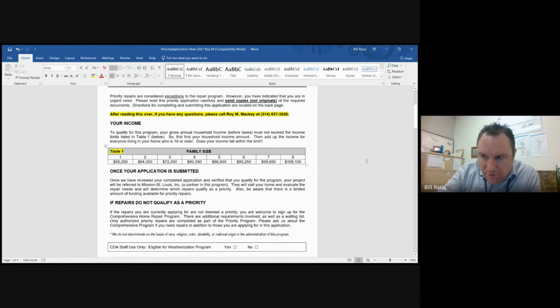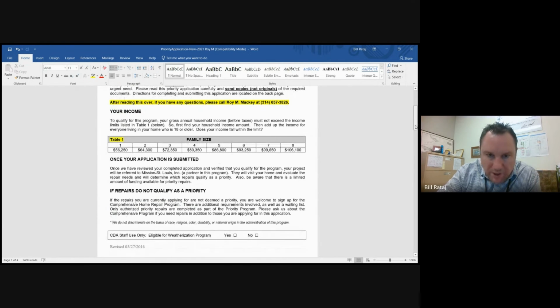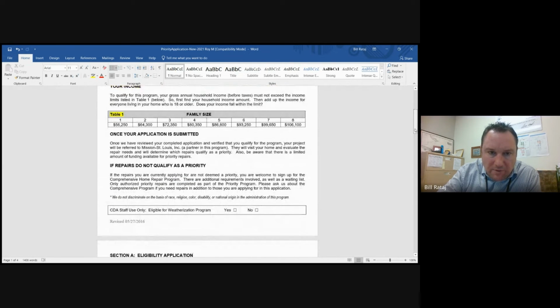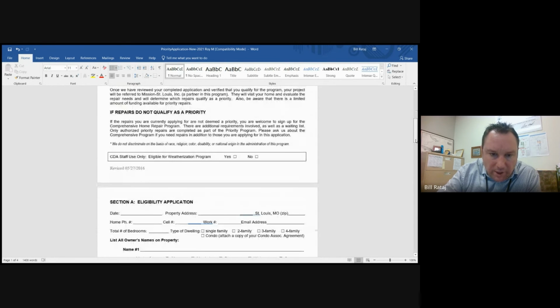They usually come out between April and June of each year, and they usually go up. Although one time I know about 20 years ago, they actually went down. But other than that, every year they've gone up. Sometimes just in small increments, sometimes pretty significantly. But those are the income guidelines that they're looking at.